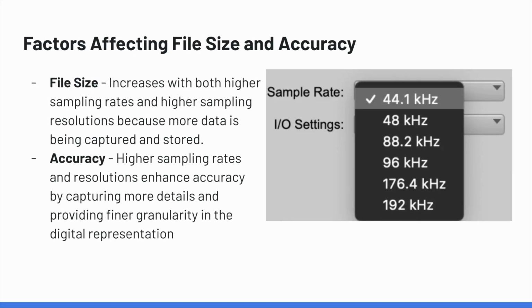Now let's take a look at some factors affecting the file size and accuracy. If we have higher sampling rates and/or higher sampling resolutions, that's going to take up more data, which will increase file size. But higher sampling rates and resolutions also mean higher accuracy, because we're more frequently recording the sounds we're hearing, and we have a greater range at which to record those sounds, which means that we're going to have finer granularity. So we're going to be able to replicate that sound digitally with greater detail at each given point.